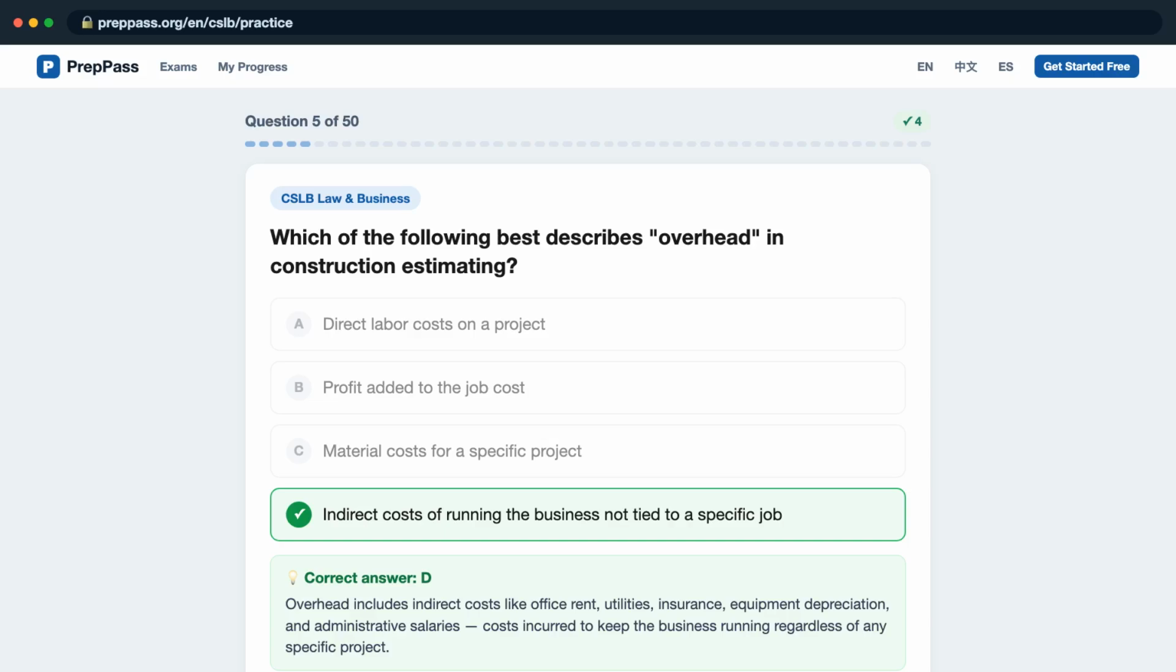The correct answer is D. Overhead includes indirect costs like office rent, utilities, insurance, equipment depreciation, and administrative salaries, costs incurred to keep the business running regardless of any specific project.